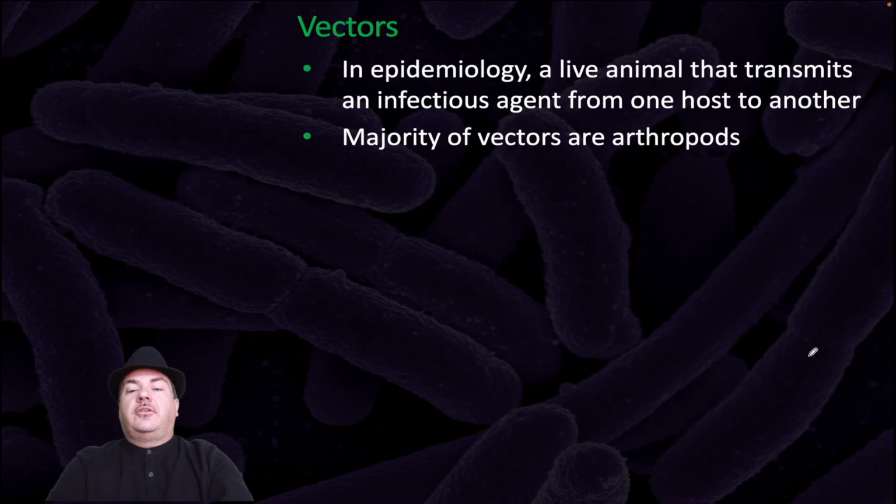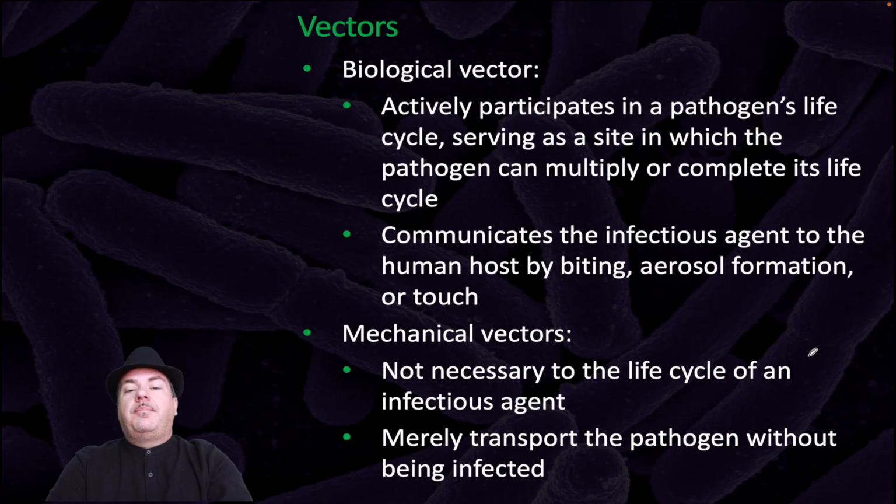In epidemiology, a live animal that transmits an infectious agent from one host to another is called a vector. The majority of vectors are arthropods. A biological vector actively participates in the pathogen's life cycle, serving as a site in which the pathogen can multiply or complete its life cycle. It communicates the infectious agent to the human host by biting, aerosol formation, or touch.